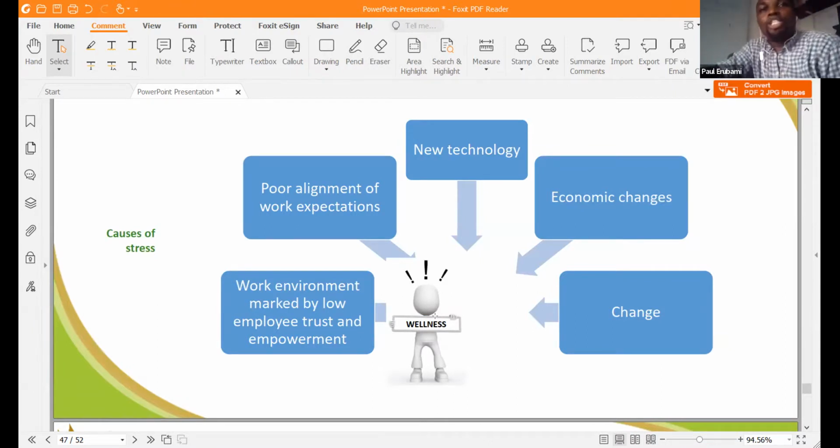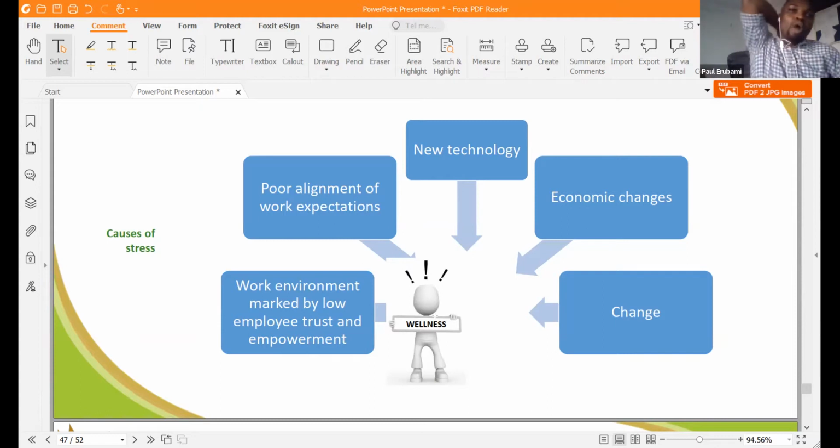New technology: when people are introduced to new technology, it can lead to stress. Economic changes, like now in Nigeria, we are battling a lot of issues. Transportation is going up, there's no light, petrol prices. All these economic factors usually add to our stress level. All kinds of changes also add to our stress level.